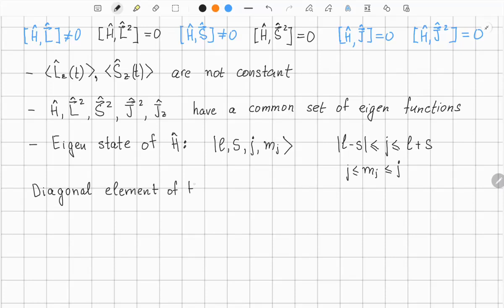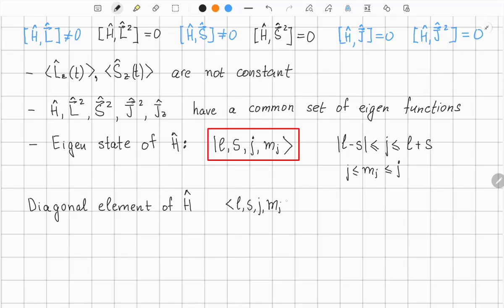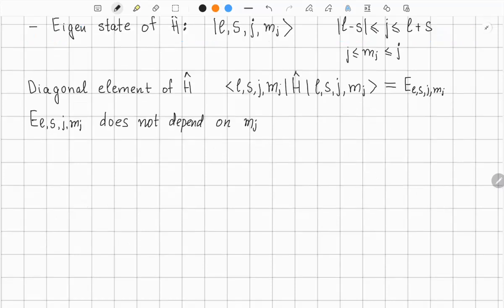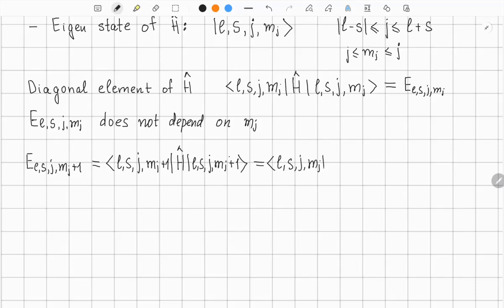As we know, they are given by the diagonal elements of H in the basis we constructed above. We can show that this energy does not depend on Mj. To prove this, it is sufficient to show that the energy corresponding to Mj plus 1 is equal to the energy corresponding to Mj. This can be demonstrated using ladder operators.